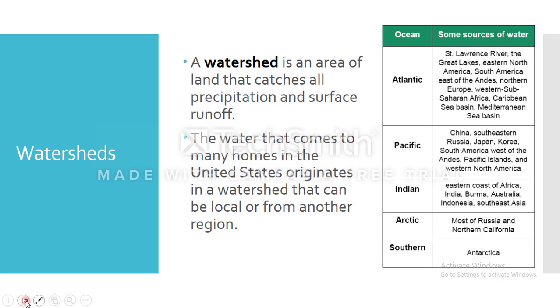A watershed is an area of land that catches all precipitation and surface runoff. This water is collected in a body of water such as a river. Eventually, all this water flows to an ocean. The boundaries of a watershed are often steep mountain ridges. The water that comes to many homes in the United States originates in a watershed that can be local or from another region.